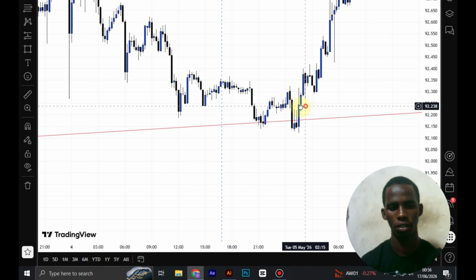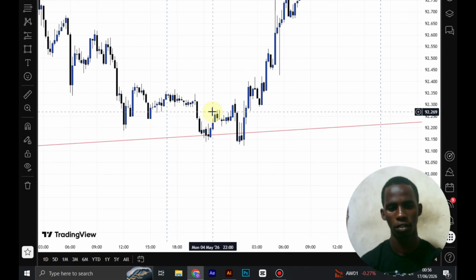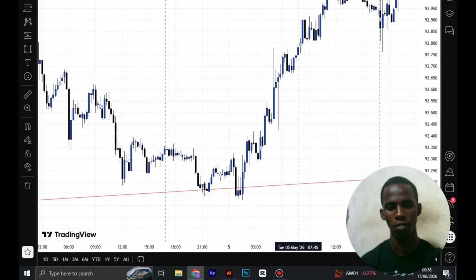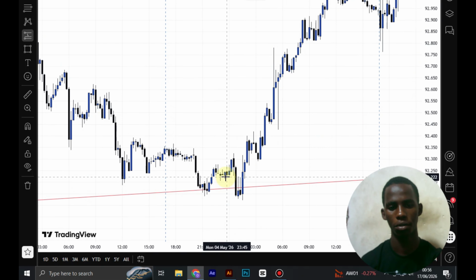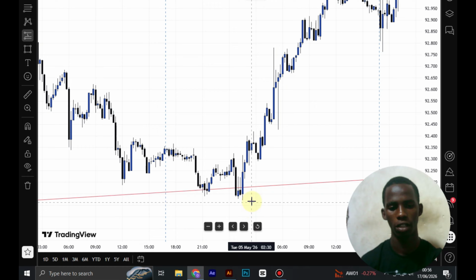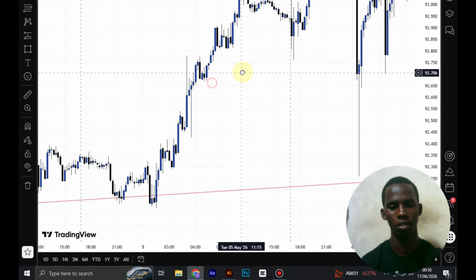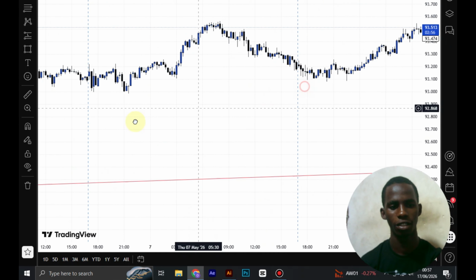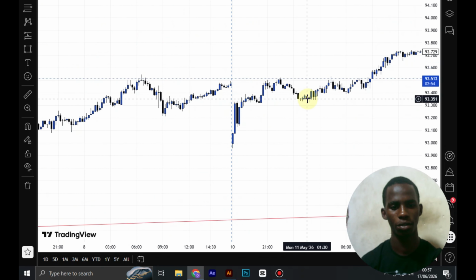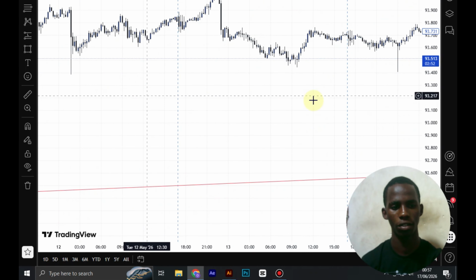Here, price tapped into there. It made a market structure shift. I would have gone in here, but I made a loss. Though I told you sometimes it could drop below and grab liquidity. So sometimes it does that, and it continues going higher and higher. Okay. Now what else do we have here?